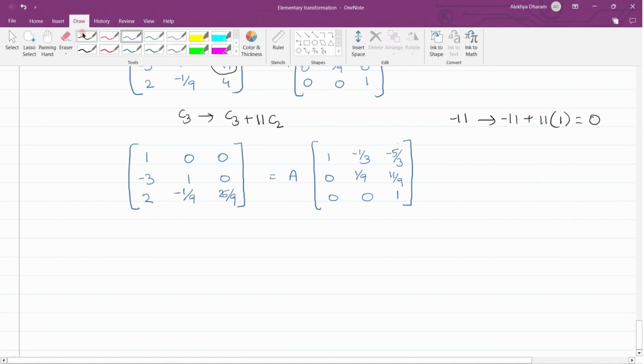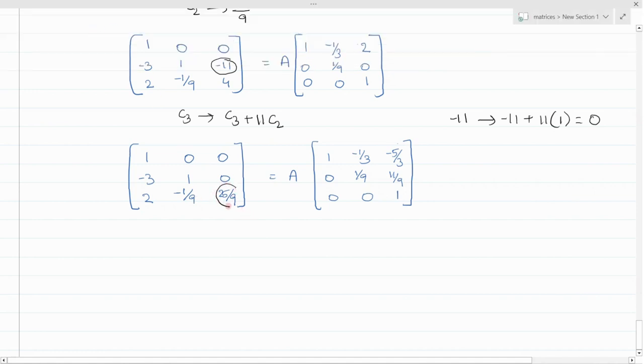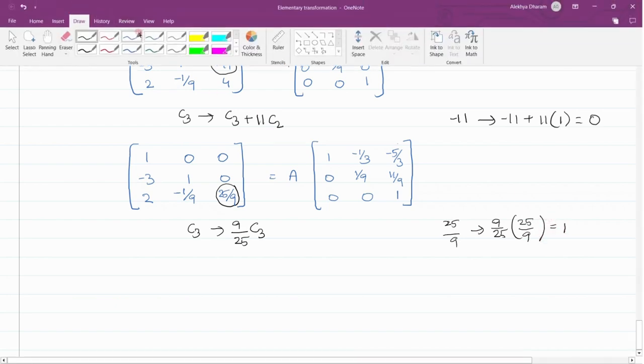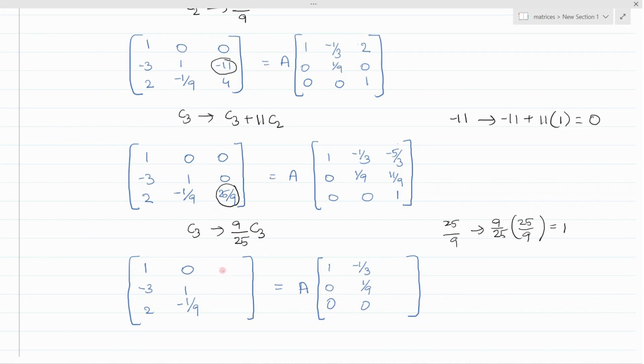Now our target is to convert this 25 by 9 as 1. So to do that, just again divide it by 25 by 9. Because when you do that, 25 by 9 changes as 9 by 25 into 25 by 9 and gives us 1. Again, C1 and C2 elements remain as they are, only C3 elements change: 0, 0 and 1. And here it becomes minus 3 by 5, 11 by 25 and 9 by 25.